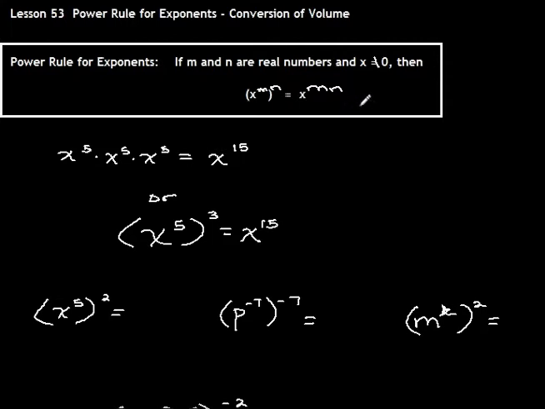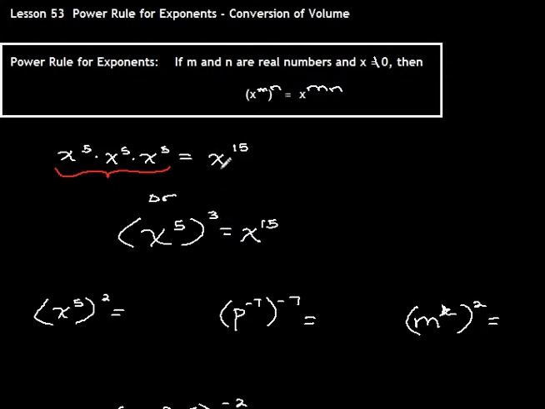So to play this out a little bit, if we had x to the 5th times x to the 5th times x to the 5th, we have learned that when the bases are the same, we add our exponents. So we would get x to the 15th. Another way to write x to the 5th times x to the 5th times x to the 5th is to say x to the 5th cubed.